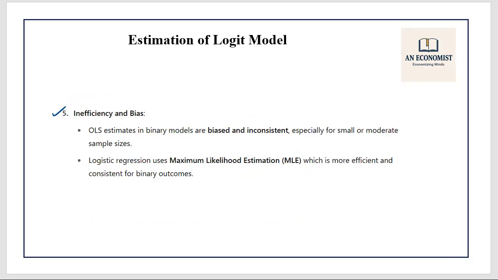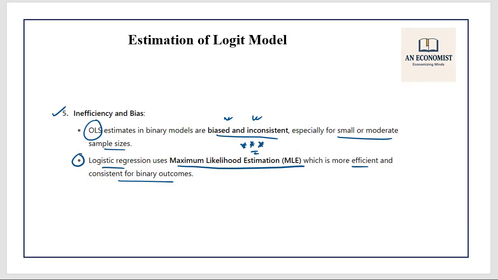OLS estimates in the binary models are biased and inconsistent. So if you have the Logit characterization and still you are applying the OLS method for estimation, this will give you biased and inconsistent estimates, especially for small and moderate sample sizes. That is why in case of logistic regression, we take the help of maximum likelihood estimation. That is what we will discuss in this video. How do you use the maximum likelihood estimator in order to estimate the logistic regression model, which is a more efficient and more consistent way in the presence of binary outcome variables, right?